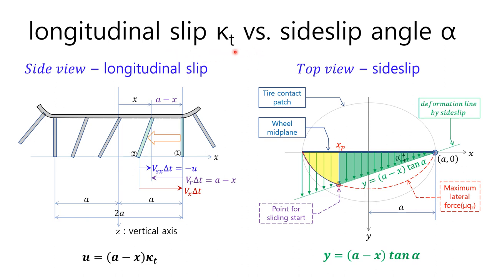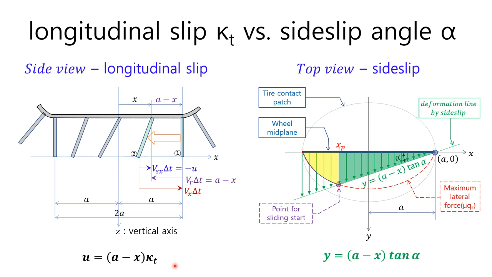Let's look at the longitudinal slip kappa t versus side slip angle alpha. It can be seen that the equation expressing the deformation with the theoretical slip kappa t has the same form as the side slip equation explained in the previous video. As shown in the equations, tangent alpha of the side slip equation is replaced by the theoretical slip kappa t in the longitudinal slip equation.